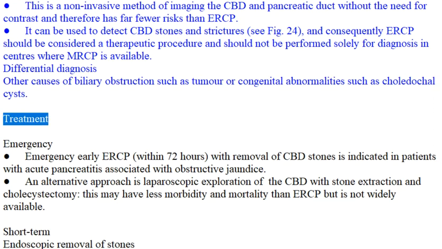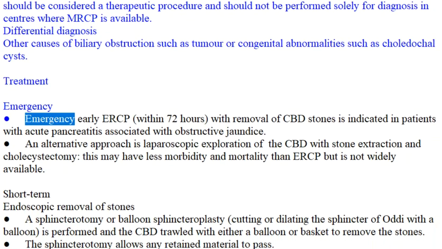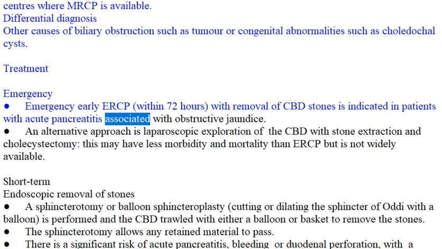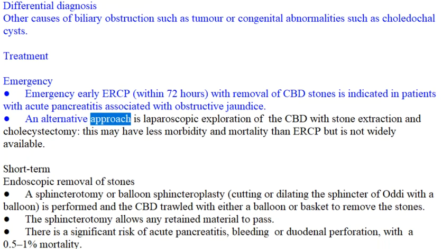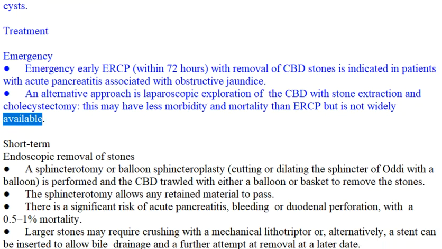Treatment. Emergency. Early ERCP, within 72 hours, with removal of CBD stones is indicated in patients with acute pancreatitis associated with obstructive jaundice. An alternative approach is laparoscopic exploration of the CBD with stone extraction and cholecystectomy. This may have less morbidity and mortality than ERCP but is not widely available.